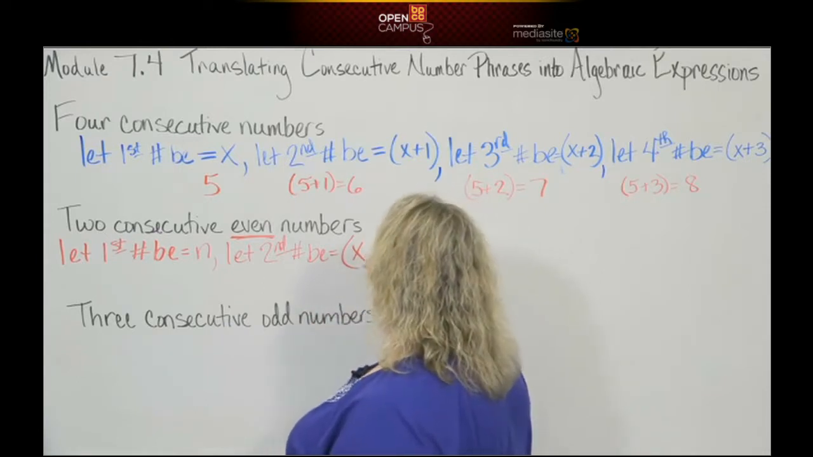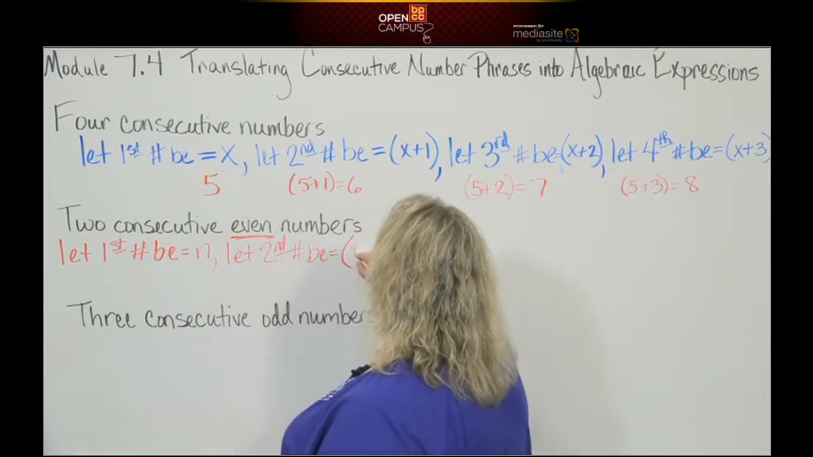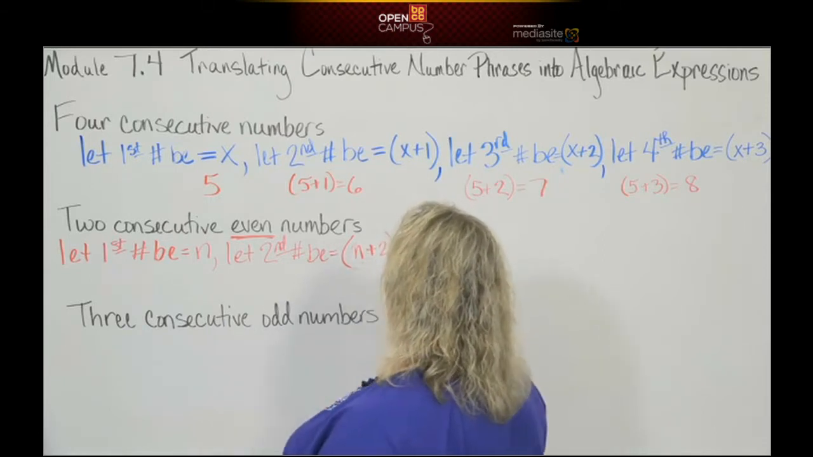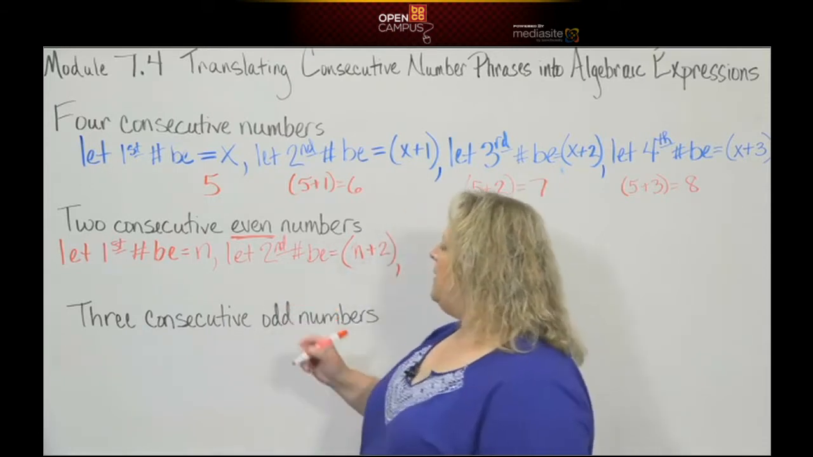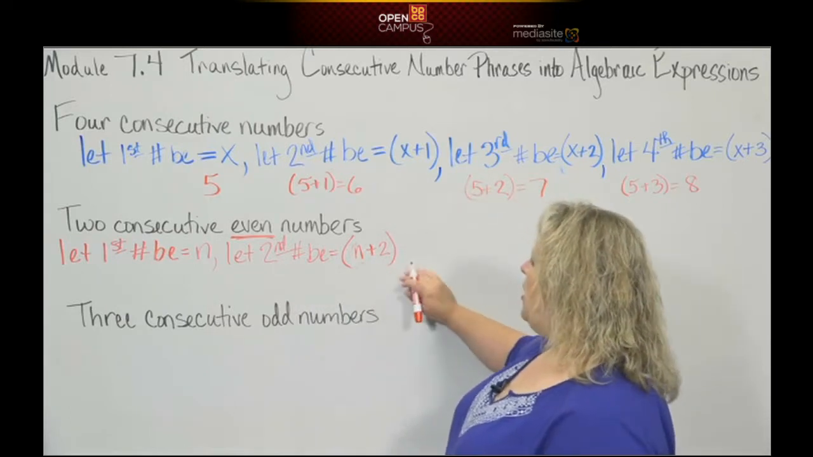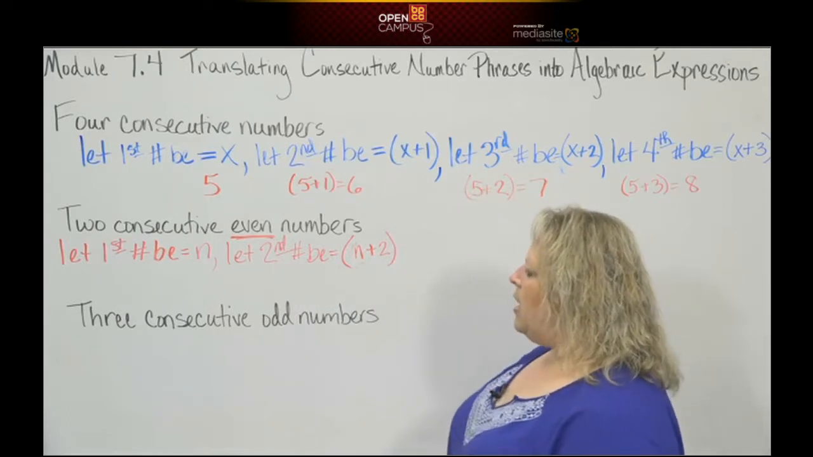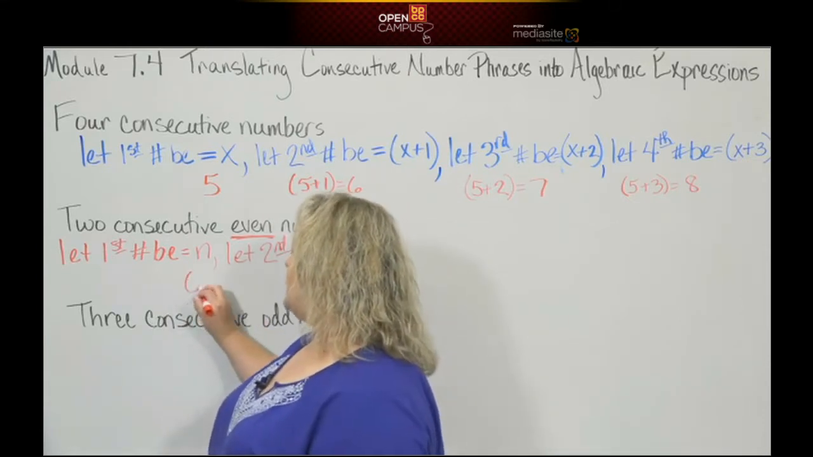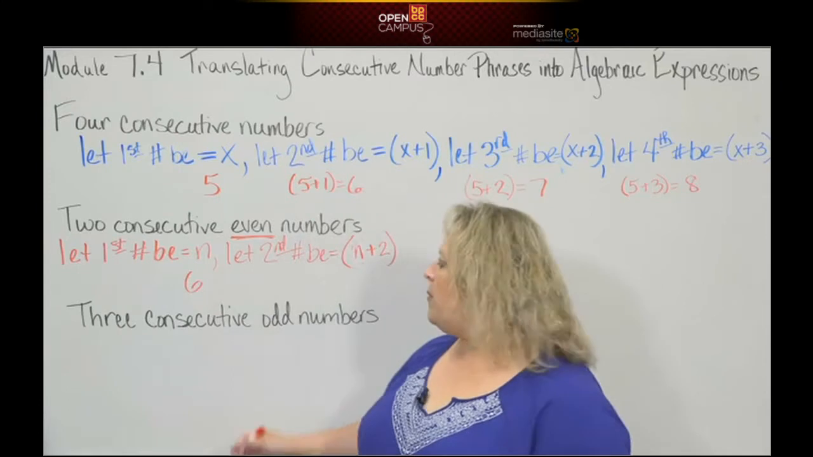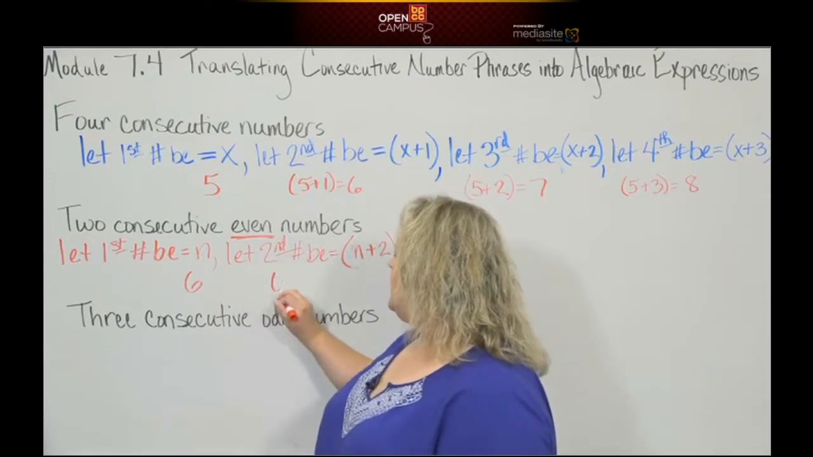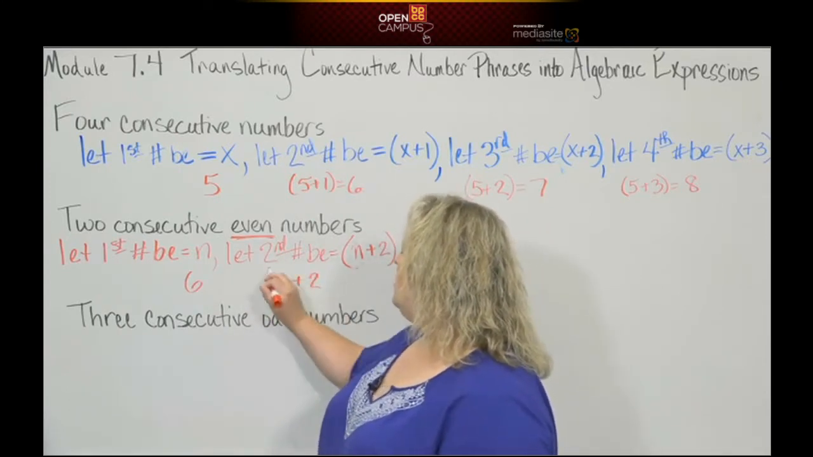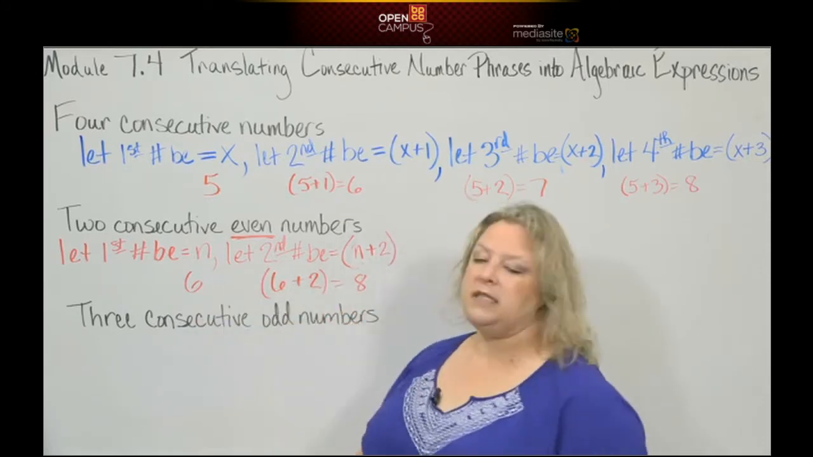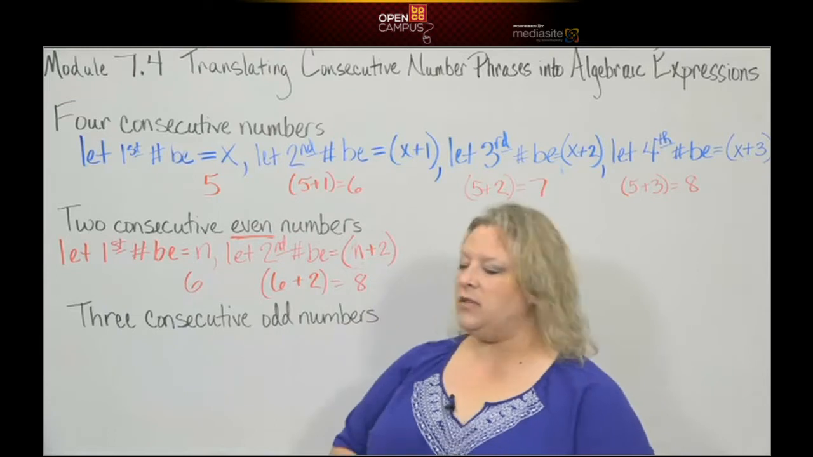I have to say, n plus 2 in order to get to the next even number. And then if I wanted to keep going, I could keep going. But think about this. If my first number, for instance, was a 6, then my second number would be 6 plus 2, which would be 8. And 6 and 8 are consecutive on the number line, so we did that right.